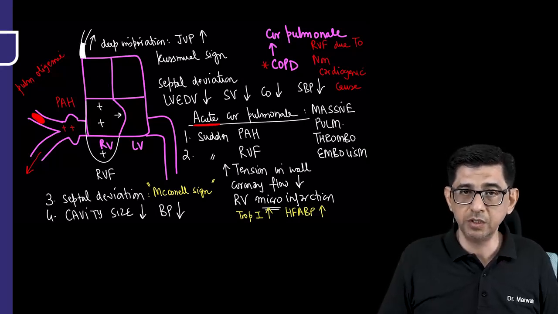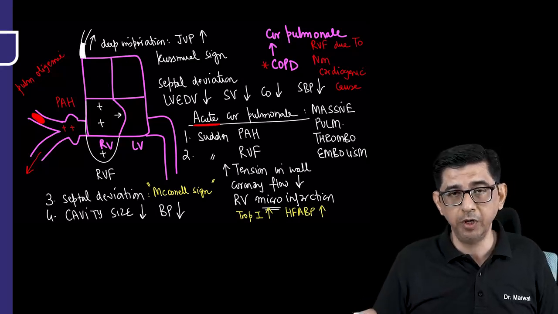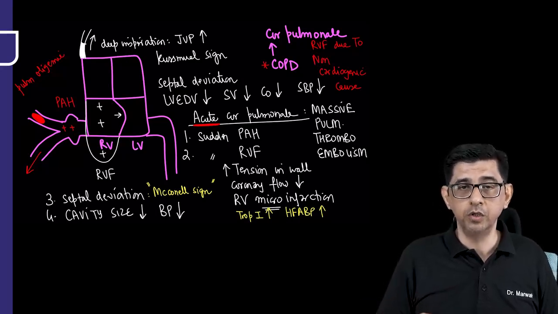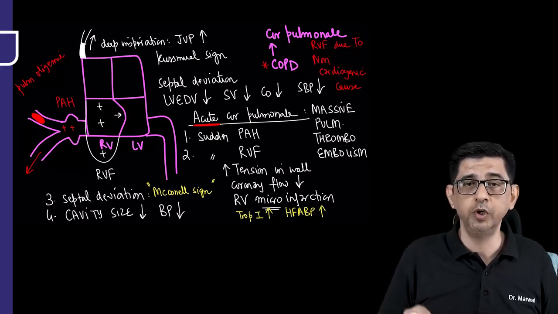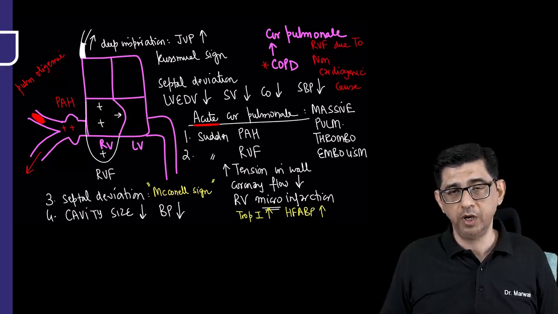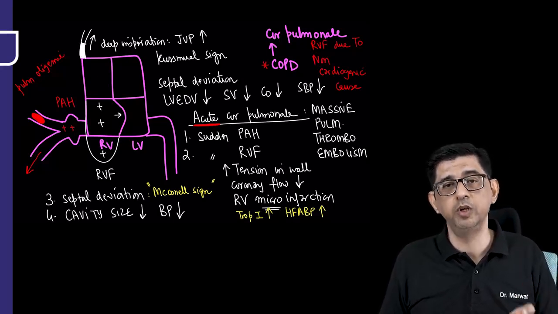Another two important messages: the leading cause of cor pulmonale is COPD. The leading cause of acute cor pulmonale, the answer would be the topic that we're studying, pulmonary thromboembolism, and most of the time it's going to be massive pulmonary thromboembolism.